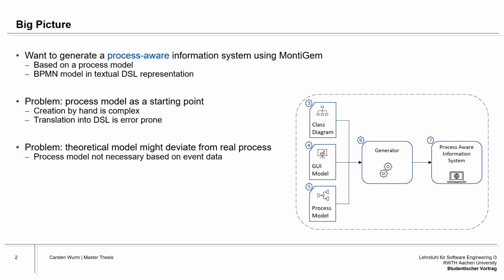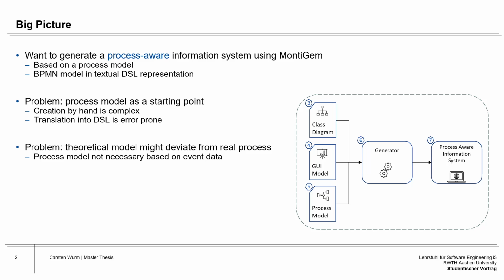Now, everything you can see on this image has already been implemented. In particular, with respect to this number 5, you can see that it is already possible to use MontyGem to generate a process-aware information system by providing as one of the input models a process model. Now that process model needs to be a BPMN process model, and it needs to be represented in a textual domain-specific language. This poses two main problems.